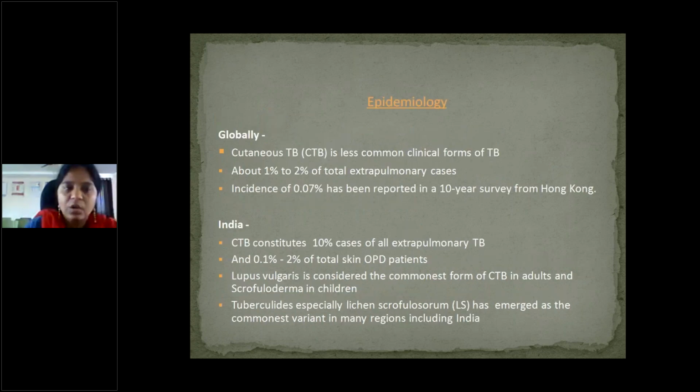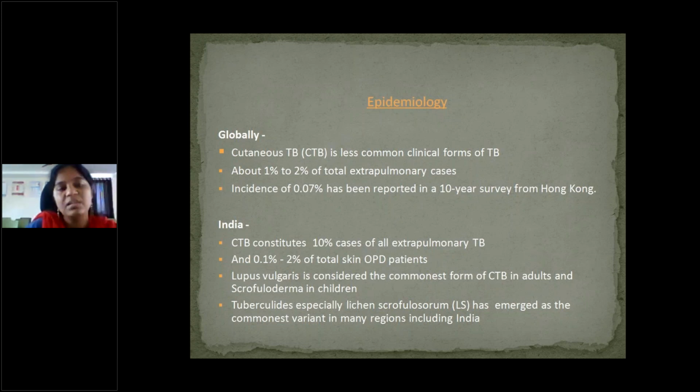Epidemiology. Globally, cutaneous tuberculosis is one of the less common clinical forms of tuberculosis. We find about 1 to 2% of total extrapulmonary cases. Other extrapulmonary regions can be affected, as we said before, such as lung and bones, and the skin disease can be secondary to those extrapulmonary sites also. I will discuss it later in the various clinical forms. An incidence of 0.07% has been reported in a 10-year survey from Hong Kong.